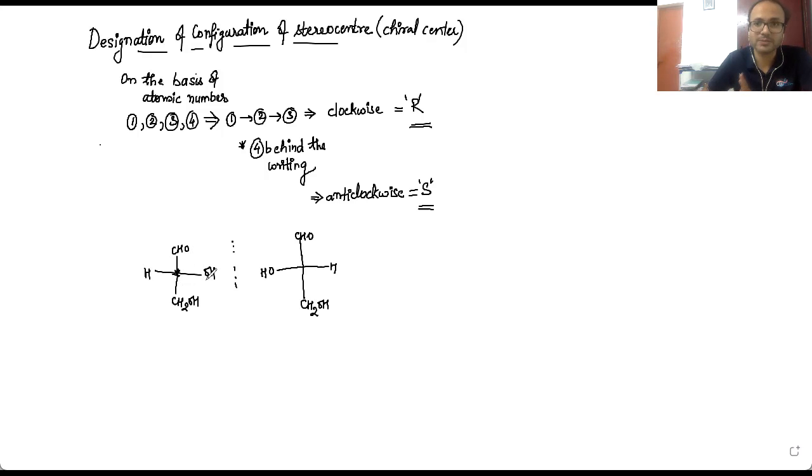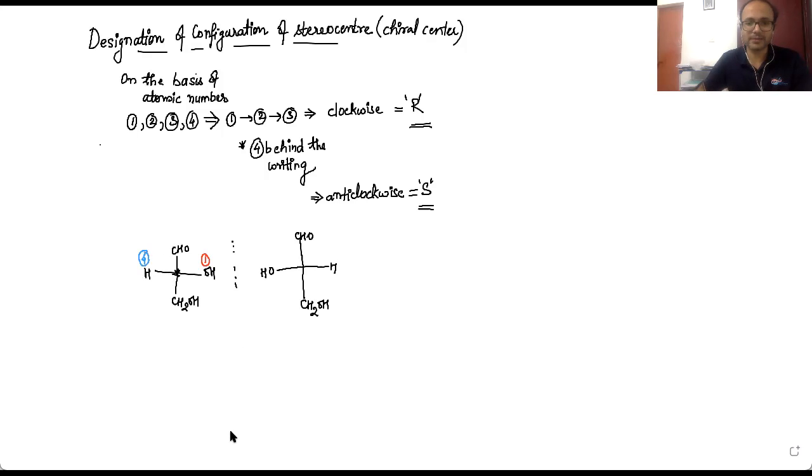According to atomic number, oxygen has the higher atomic number. Let me denote it with another color. First priority is given to oxygen, this particular group, because the first atom attached is oxygen, and oxygen has higher priority than either carbon or hydrogen. If we compare carbon and hydrogen, hydrogen has the lowest atomic number, so hydrogen gets the lowest priority. Our lowest priority group, the fourth group, I am marking with another color as 4.